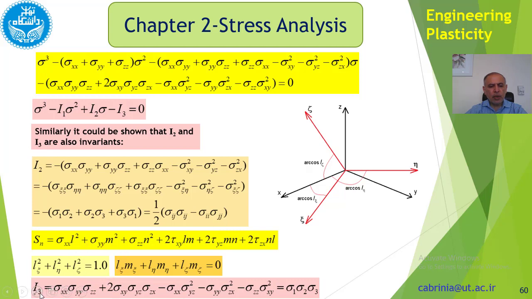Also for I3 we could prove that, because we can get sigma xx, sigma yy, etc. for this coordinate system as well, and use this expression to substitute for it, and we will get the result and show that I2 and I3 also are invariants.